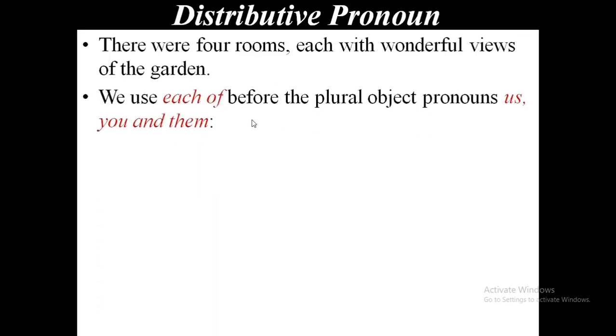And next, we use each of before the plural object pronouns us, you and them. In this context, each of is going to be considered a distributive pronoun, but not with other forms. You should remember, if each of is used with us, you and them, there should be plural objective pronouns. In that case, this each of is considered a distributive pronoun.